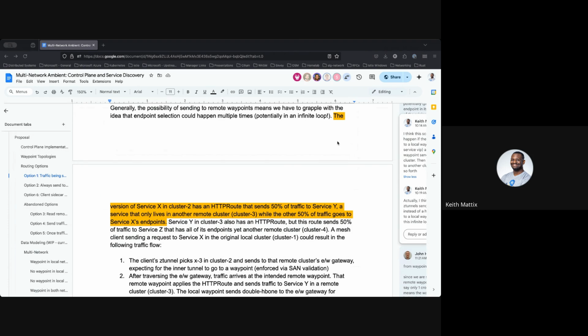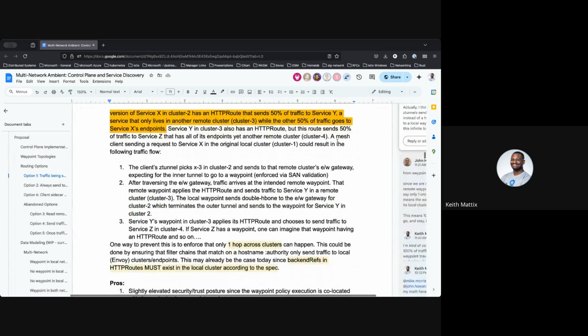If you've got a mesh client that sends a request to service X in cluster 1, you could get this infinite loop process where the client Z-tunnel picks a remote endpoint and then sends to that remote cluster's east-west gateway, and then inner traffic goes to cluster 2's waypoint. After it goes to that waypoint, the remote waypoint applies its HTTP route, which sends traffic to service Y in cluster 3. Cluster 2's waypoint sends traffic to cluster 3, hitting the east-west gateway, double HBONE decap, and goes to cluster 3's waypoint for service Y.